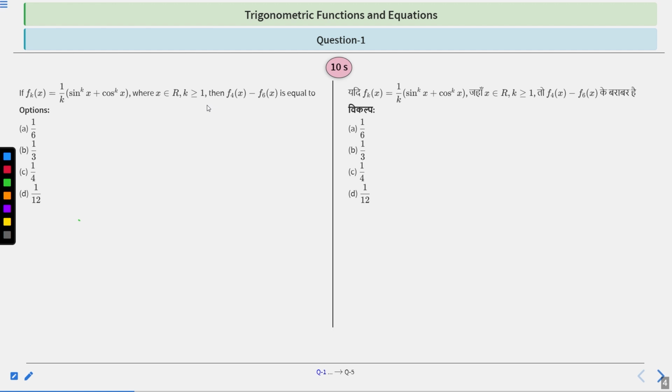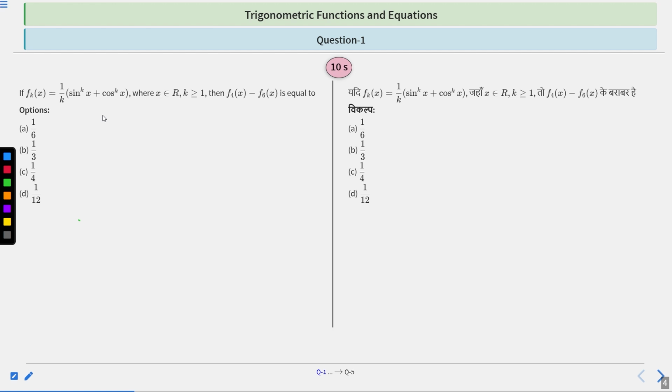So the hint of this question is, since f_k(x) is given, first we will put k equal to 4, that is f_4(x) will be 1/4 (sin^4 x + cos^4 x). After that, we will put k equal to 6, that means f_6(x) is equal to 1/6 (sin^6 x + cos^6 x). After that, we will subtract these two, and after further simplification, we will easily be able to get the answer. Clear? So in this way, you can try to approach this question.